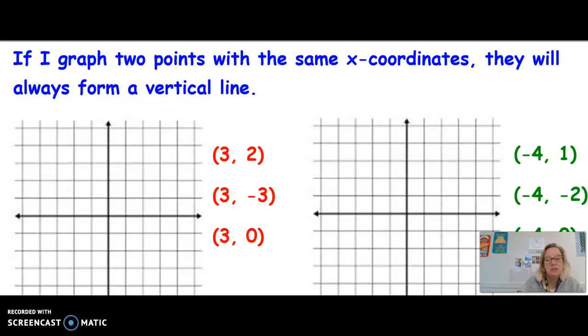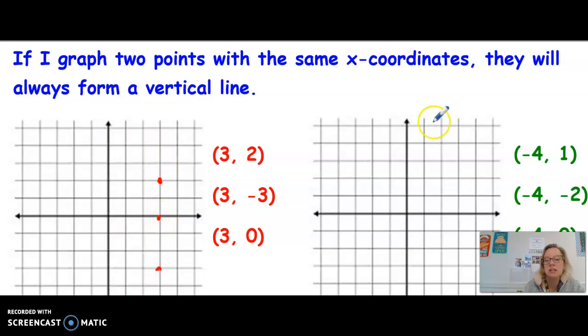All right, we may also need to look at a graph. So since we're going to be talking about graphs, let's review graphs real quick. If I graph 2 points with the same x coordinates, they will always form a vertical line. Well, let's graph some and see. So the first number always tells me how far to go over. The second number always tells me how far to go up or down. So I'm going to 3, 2, that's this point right here. My next one is 3, -3, and then 3, 0. They all have the same x, and notice they do form a vertical line.